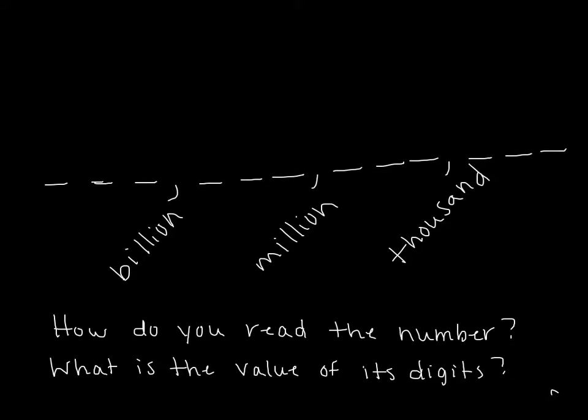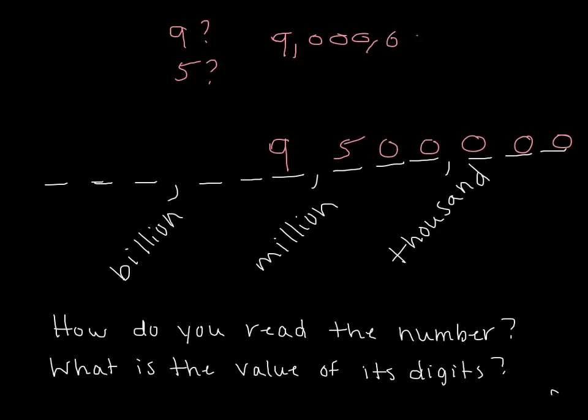Let's try this again with another number. If I gave you the number 9,5,0,0,0,0, how do we read this number? Right, it's the number 9,500,000. How much is the 9 worth? And how much is the 5 worth? The 9 is worth 9 million. And the 5 is worth 500,000.